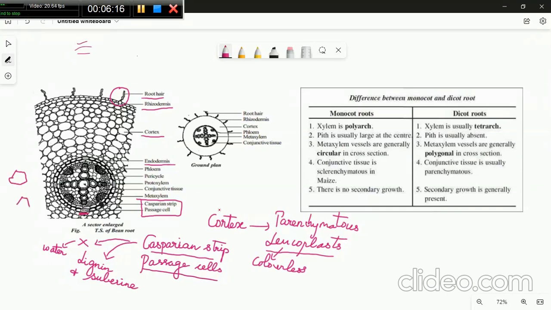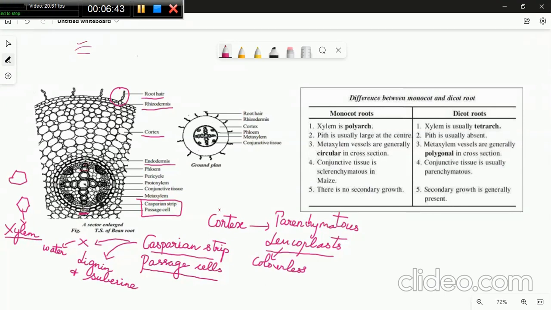Wait a minute. So this is polygonal in shape. So now what is this polygonal shaped structure? This is xylem. Only in the dicot root the xylem will be in the form of a polygonal shaped structure. Understood? Now at the same time, here how many polygonal xylem cells are there?